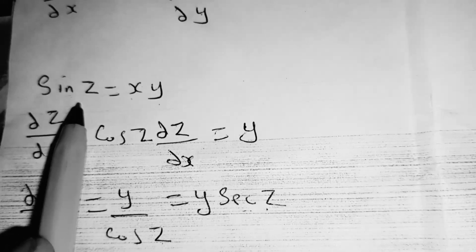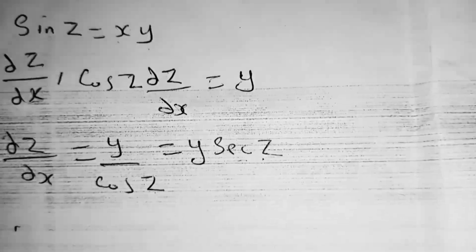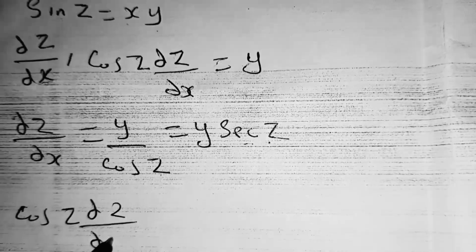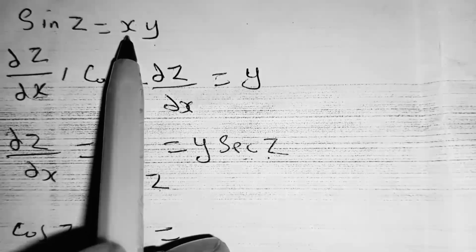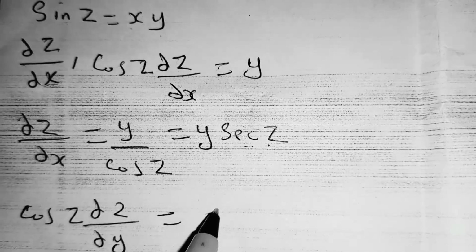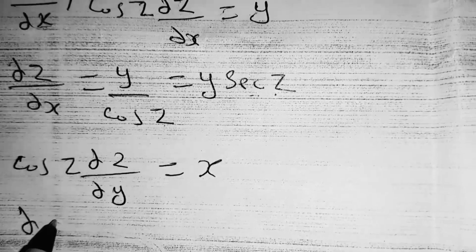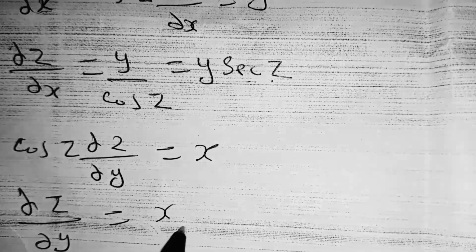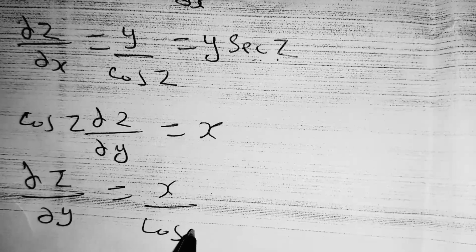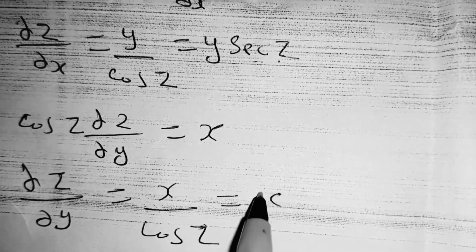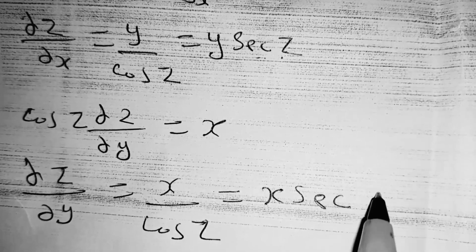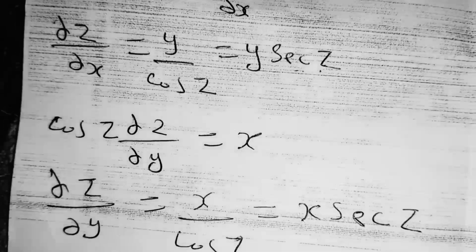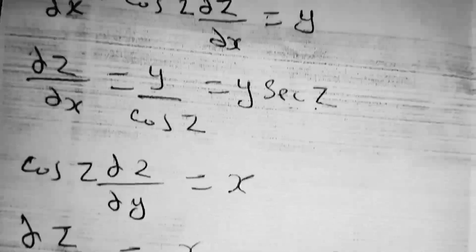Then we turn to take the partial of z with respect to y. So it will be cos of z times the partial of z with respect to y, which is equal to, when you differentiate xy with respect to y, x. Meaning that the partial of z with respect to y will be given by x divided by cos of z, which can be written as x sec of z. Why? Because 1 over cos z is the same as sec z. So that is how you obtain the partial derivatives of this equation in those simple steps.